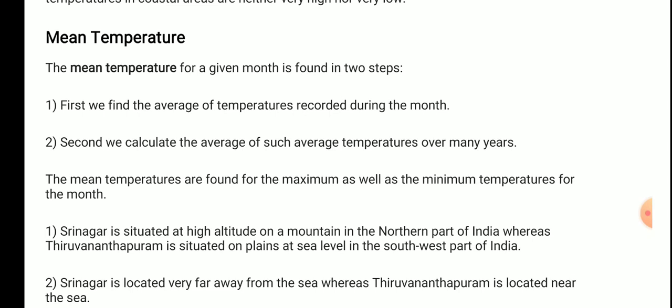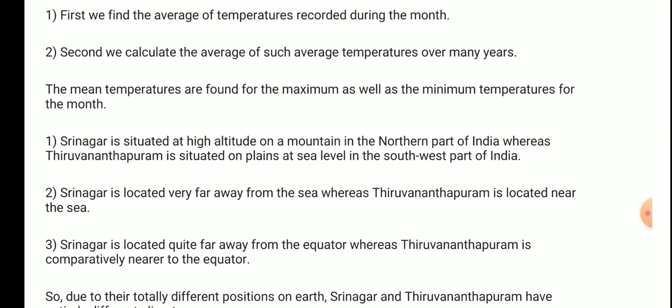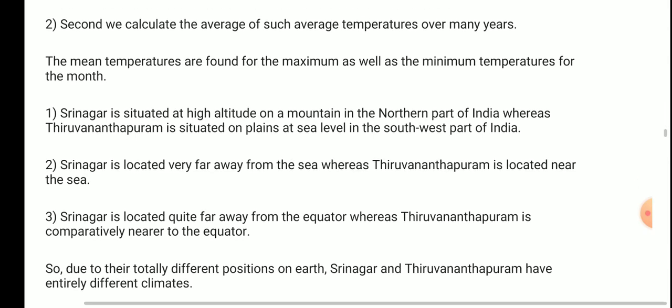So if for a place we have to calculate a mean temperature, we have to find the average temperatures recorded during the month, and then we calculate the average of such average temperatures over many years. Now the mean temperatures are found for the maximum as well as minimum temperatures for a place, or you can say for a place for a month.